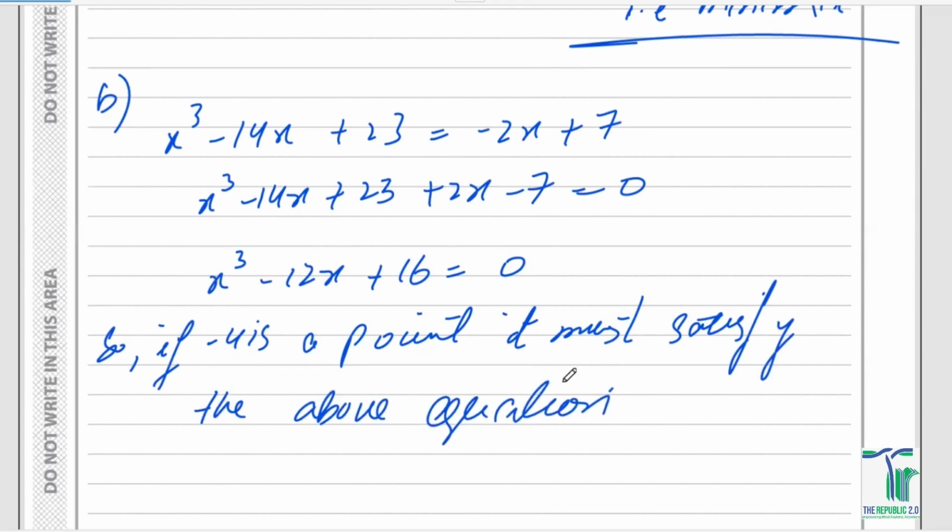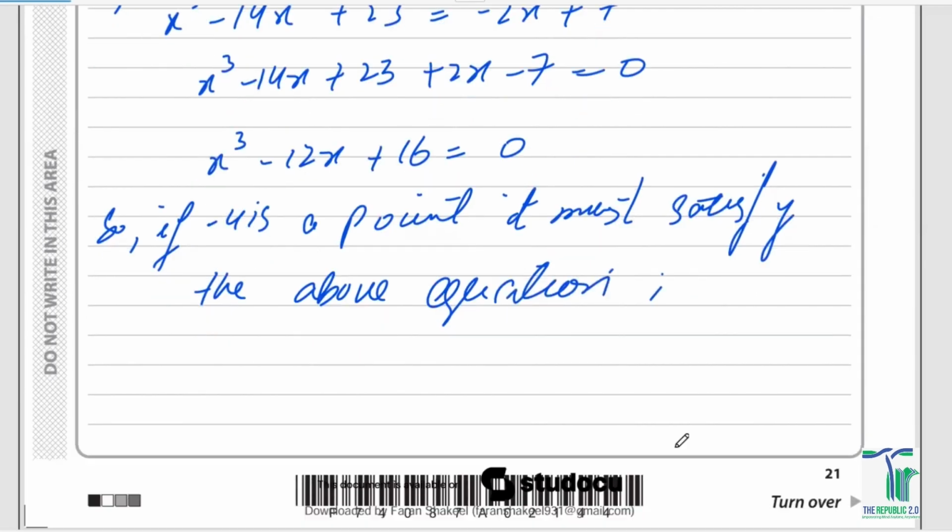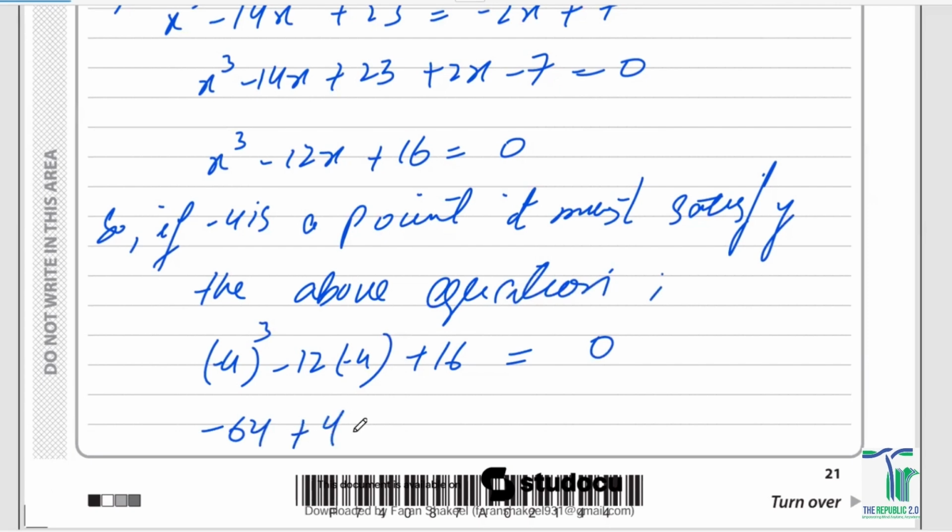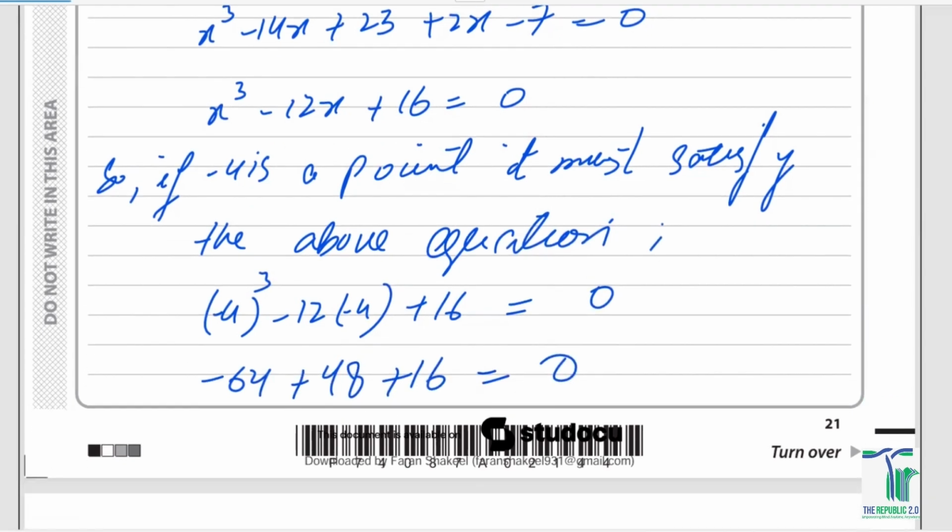And if it must satisfy the above equation, I'm just going to plug it in. 4 cubed minus 12 times 4 plus 16 must be equal to 0. 4 cubed is 64. Everybody knows that. 12 times 4 has to be 48, plus 16. And when you solve it down, you would also have 0 on the left-hand side.